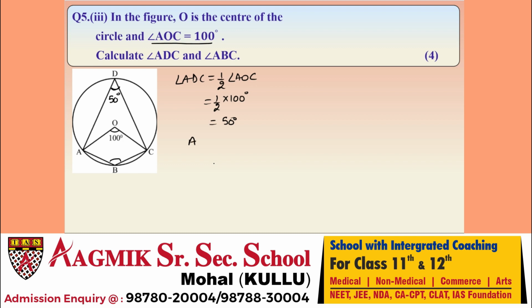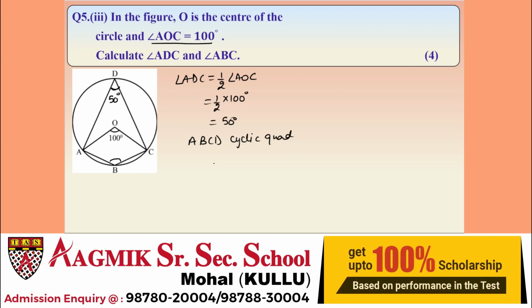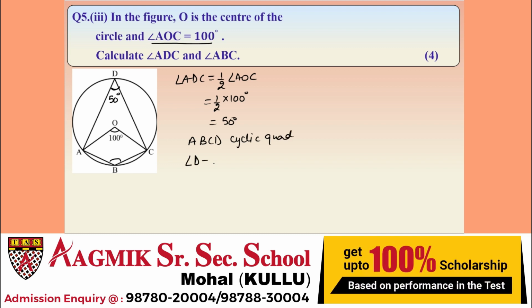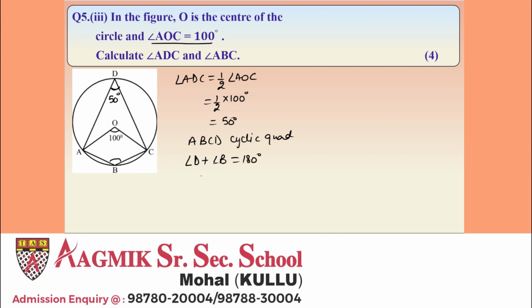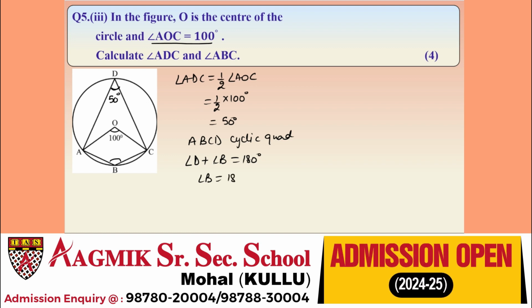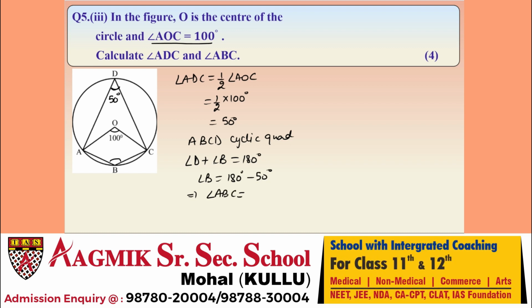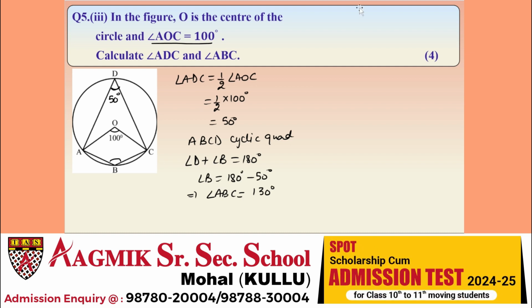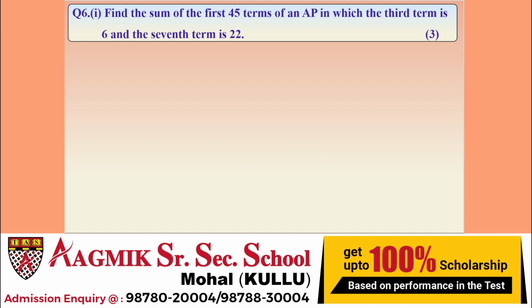Now you can see that ABCD is a cyclic quadrilateral. All the points are lying on the circle. So opposite angles are supplementary. So angle D plus angle B would be equal to 180 degree. So angle B would be equal to 180 minus D, which we have obtained as 50. So angle B means angle ABC. So this is coming out to be how much? 130 degree.